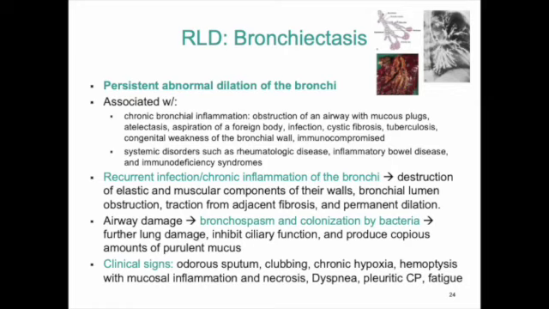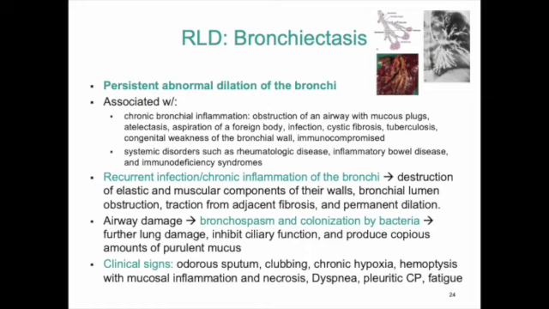Okay, again, the abnormal dilation of the bronchi, and it's persistent. It's also associated with systemic disorders like rheumatological diseases, rheumatoid arthritis, inflammatory bowel disease, and immunocompromised patients like those that have AIDS are also at risk for bronchiectasis. Sometimes people get bronchiectasis and we don't know why they got it in the first place.